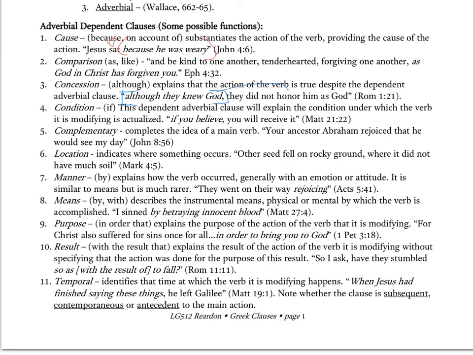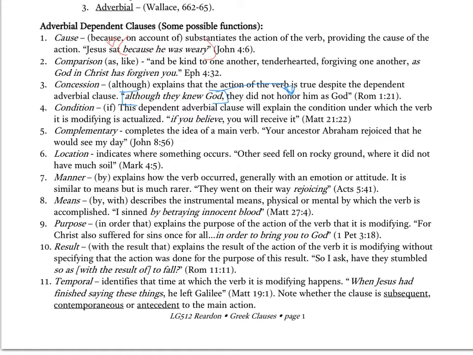They did not honor him although they knew God. So they honored him in spite of not knowing God. A condition is the opposite logical relationship of concession. This dependent adverbial clause will explain the condition under which the verb it is modifying is actualized. You will receive it, right?